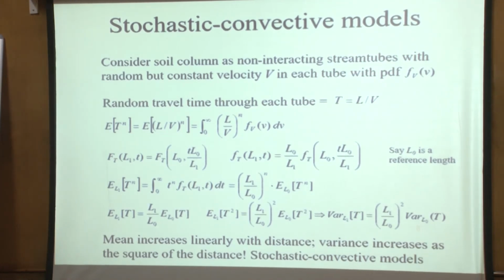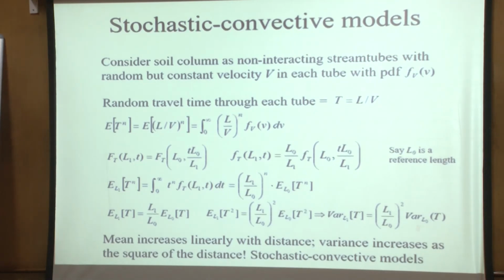Then, notice that if L1 is my new length, and I want to find the travel time moments for this new length, I have to integrate from 0 to infinity t to the power of n times the travel time distribution for this new length L1, which is in terms of the old travel time, and I will get this expression. So this is just simple algebra.